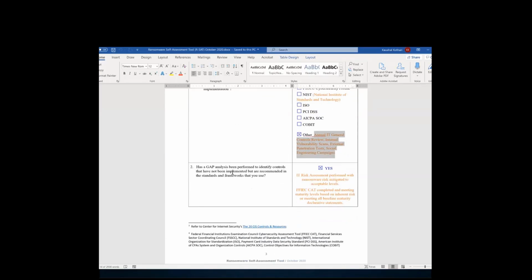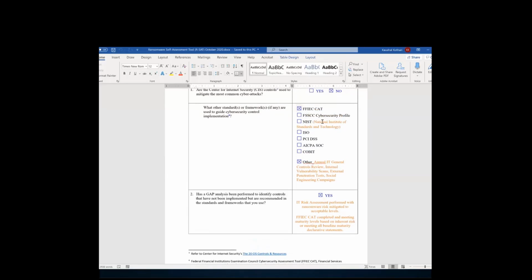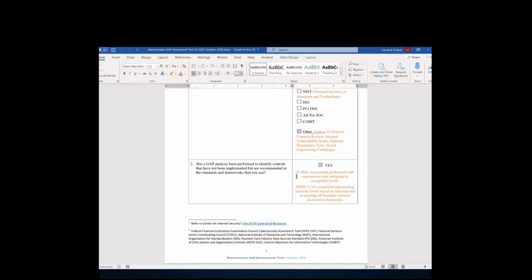Then they ask whether a gap analysis has been performed to identify controls that have not been implemented but are recommended in the standards and frameworks that you use. All that's really saying is, as you go line by line through your frameworks, was there anything you're not addressing? That would be considered a gap that should be either remediated or discussed and accepted by the board. How we would document that is yes, because all of you would have done your IT risk assessment. So: IT risk assessment was performed with ransomware risk mitigated to acceptable levels. And if it hasn't been, that's where you would document what hasn't been done.